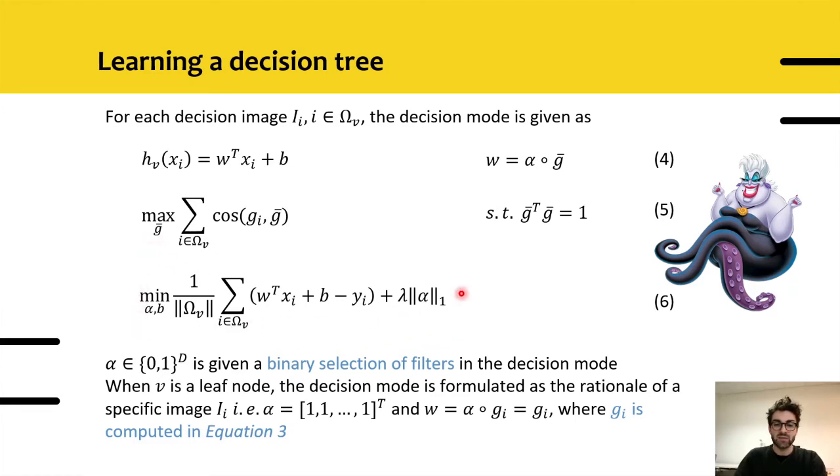In this other way, by equation 6 of the Ursula equations, we can obtain alpha and b by minimizing these quantities. What is the meaning of this equation? As we can observe, the first part of this equation is the decision mode. It is defined here. And yi is the target prediction, the prediction score for the target category of our CNN. So we want to minimize the distance between our estimation of decision modes and the real score of the CNN.